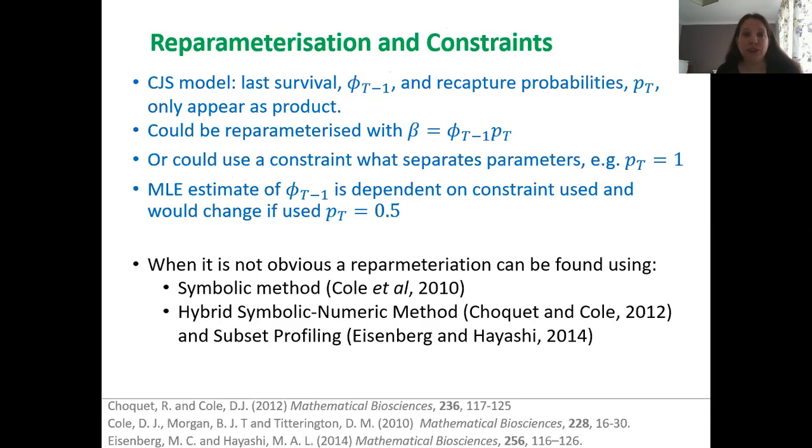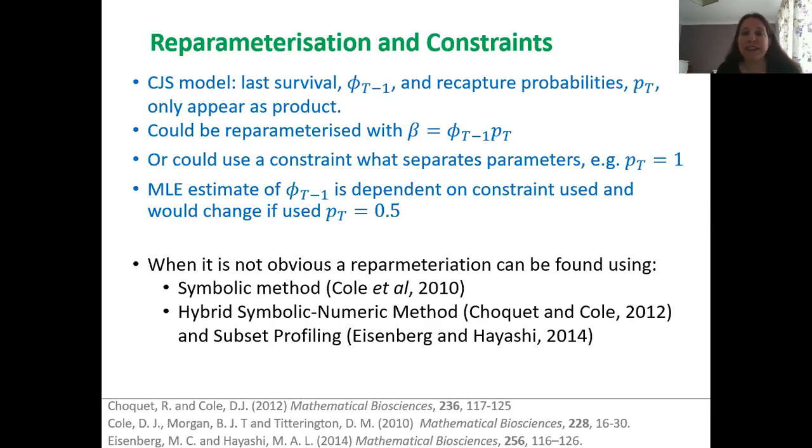So what can we do? We could consider reparameterisation and constraints. So for example, the time-dependent Cormack-Jolly-Seber model, the last survival and recapture probabilities are confounded. We could then reparameterize them as a product of those two parameters, or you could use a constraint that separates that out, for example, setting pt equal to 1.